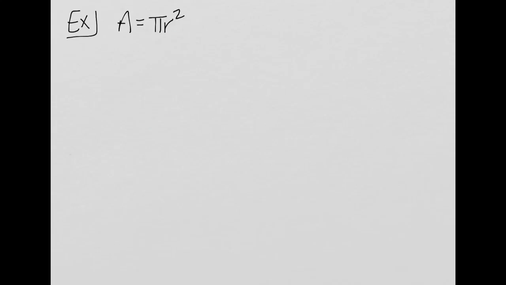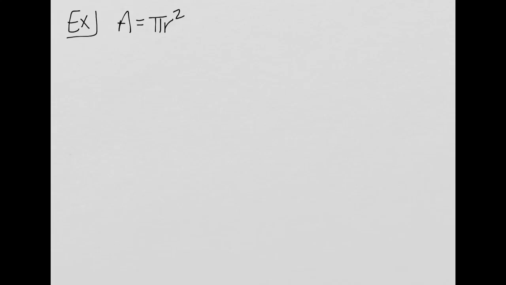So let's try another one. This is the area of a circle, so hopefully it's a familiar one. And again, pi is sort of considered a variable here, but it's actually got a value behind it, 3.14 and so on. We're going to try to get r by itself here, so we need to isolate the r.